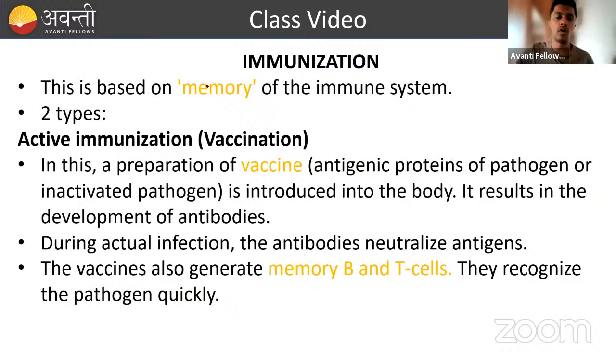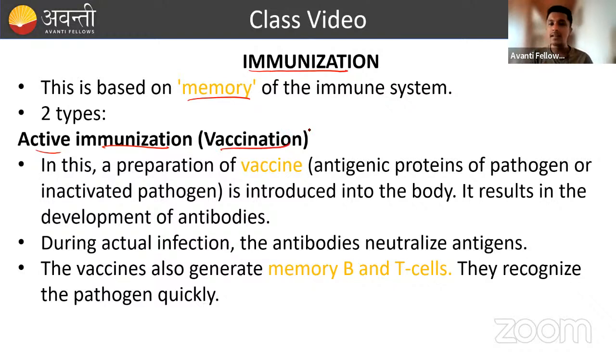All right. As we studied active and passive immunity, let us understand what immunization is. Already I told you immunization is also called vaccination. Immunization is based on boosting up the memory of the immune system. And how do we do this? One is through active immunization. Active immunization is the example for vaccination.